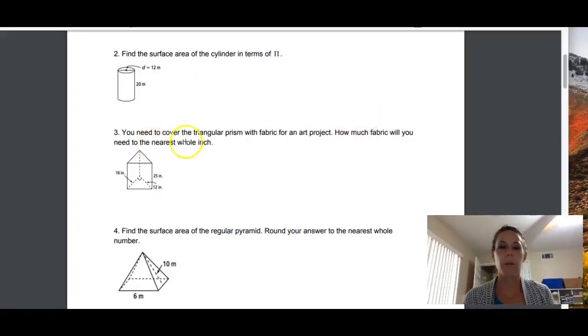All right, number 3, we're going to cover this triangular prism with fabric for an art project. So you've got this triangular box, you're covering the whole thing, you're making it look nice. How much fabric will you need to the nearest whole inch? So when we're covering the whole surface area, we're looking for surface area. Okay, we know surface area for prisms is the perimeter of the base times the height plus 2 times the area of the base. So the top and the bottom will be the same.